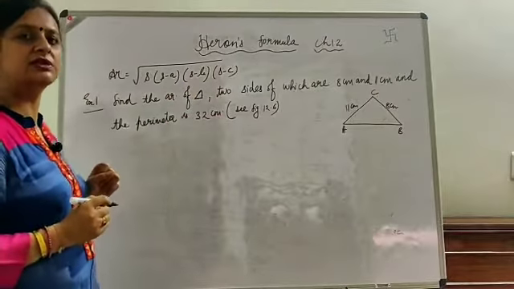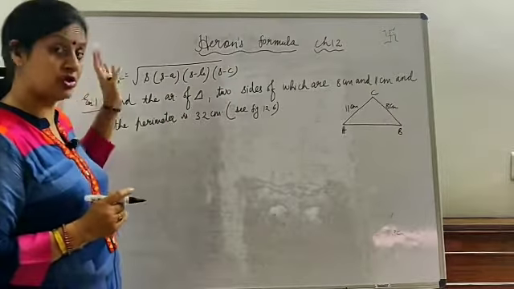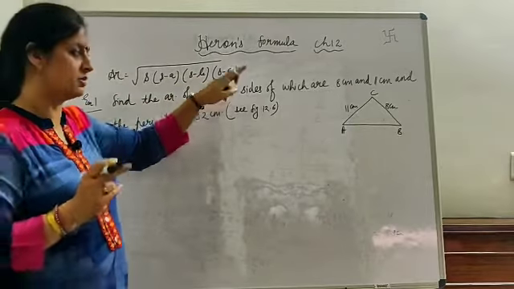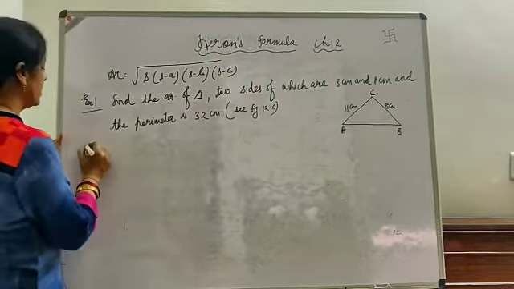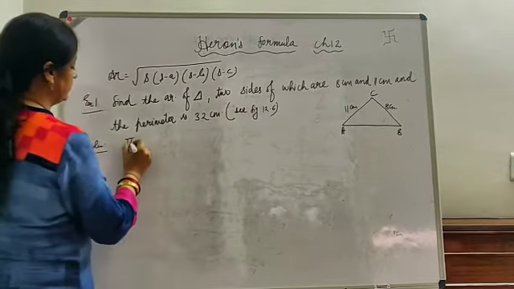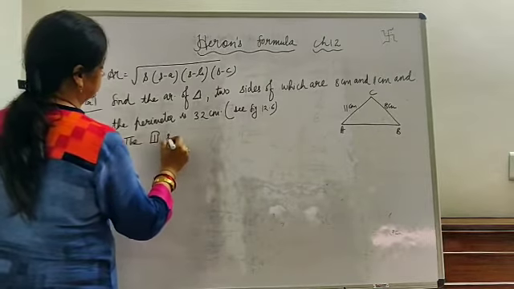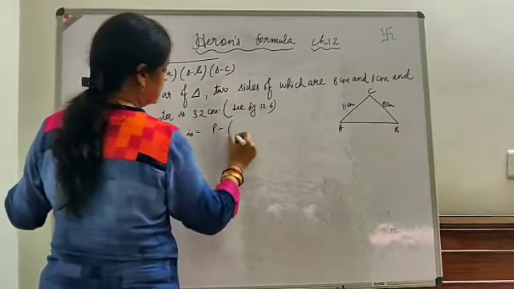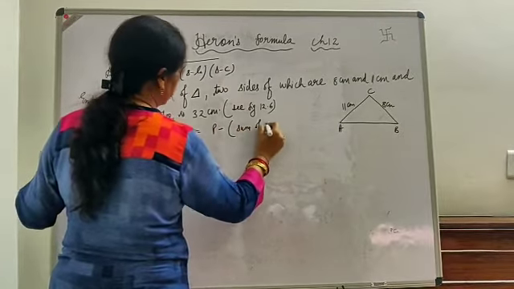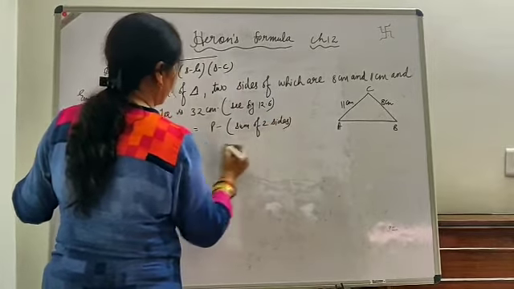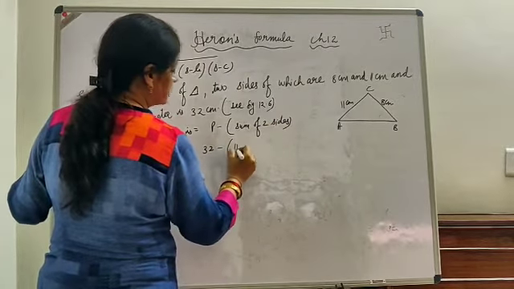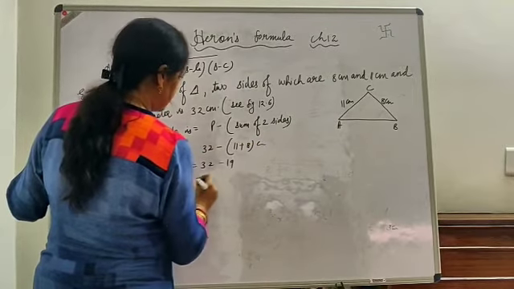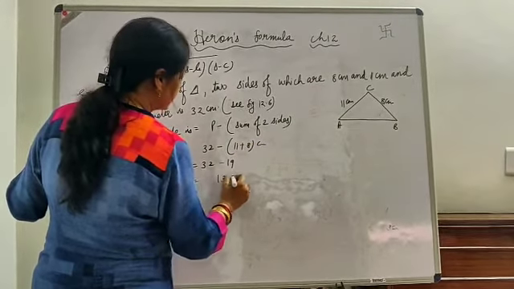Do we need to find out the third side? Remember that, just recall the formula. We need the first side, the second side, and the third side also. So let's find out the third side. The third side is the perimeter minus the sum of the two sides. So the perimeter given is 32 minus (11 plus 8) centimeter, that is equal to 32 minus 19. This is equal to 13 centimeter.